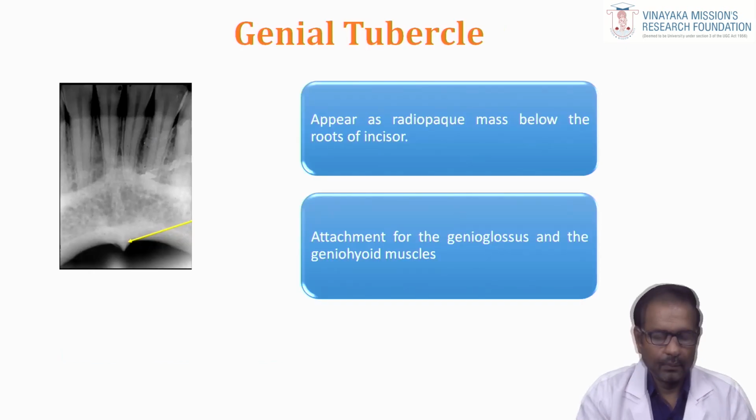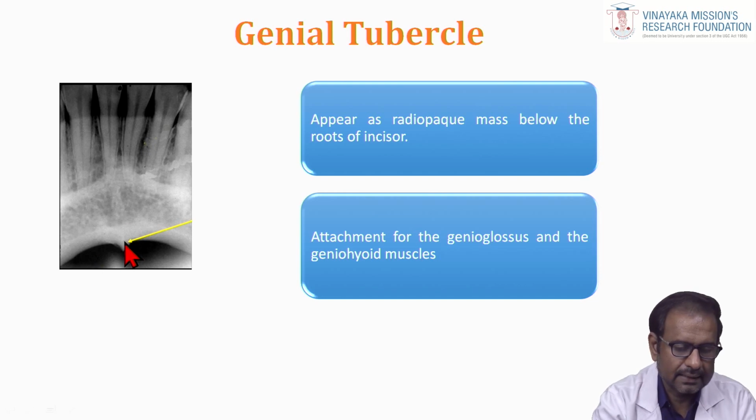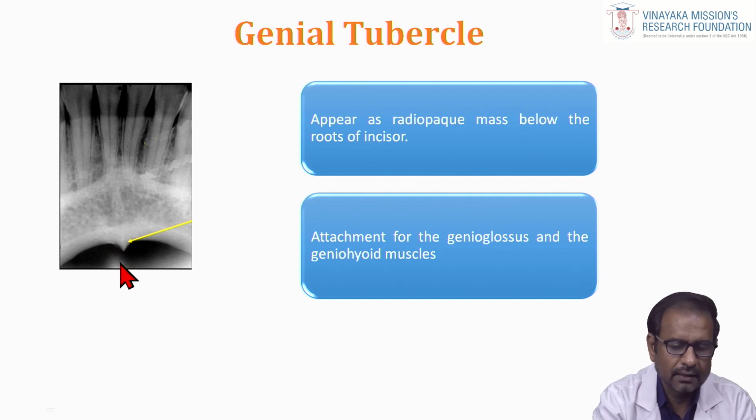In the mandible, first there is the genial tubercle. The genial tubercle appears in the anterior part of the mandible as a radiopaque mass below the roots of the central incisors. On the lingual side, it is a small projection. The genioglossus and geniohyoid muscles are attached to this genial tubercle. It is a radiopaque object. This is one normal anatomy.